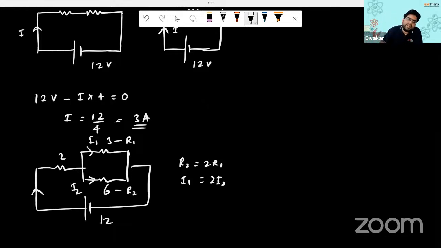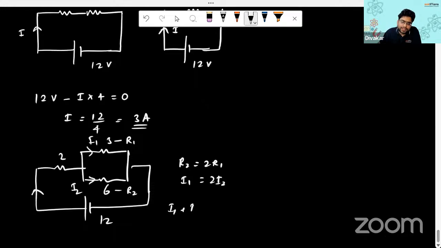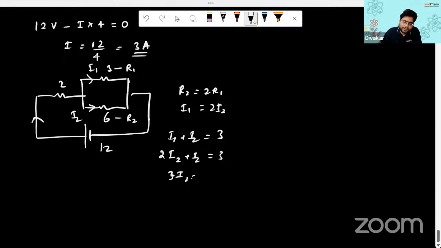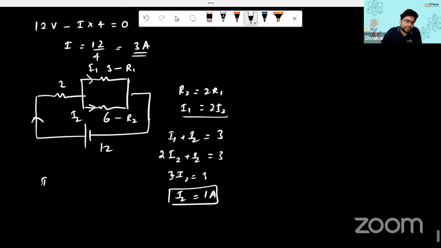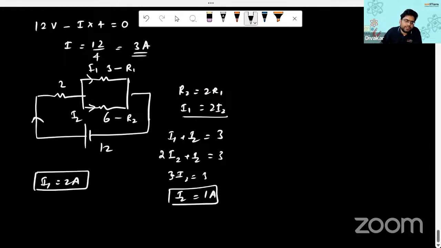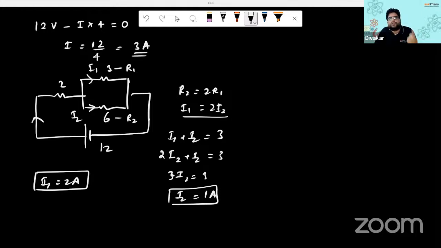So if total current is 3 and it's getting distributed in I1 and I2, can I say I1 plus I2 is 3? And I1 can be written as 2I2, plus I2 is equal to 3. So 3I2 is equal to 3. So I2 becomes 1 ampere. And if I2 becomes 1 ampere, I1 becomes 2 ampere. Simple. Although I did it with maths, you can do it simply also. Total is 3. You will have to divide in the ratio of 1:2. So 1 gets 1, the other one gets 2. Simple. So I1 is 2 and I2 is 1 ampere.